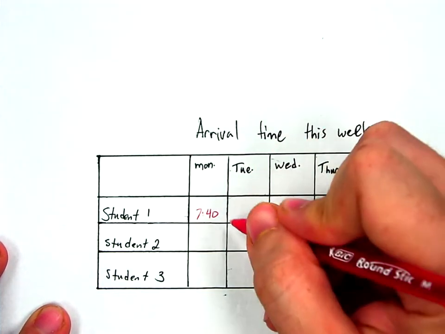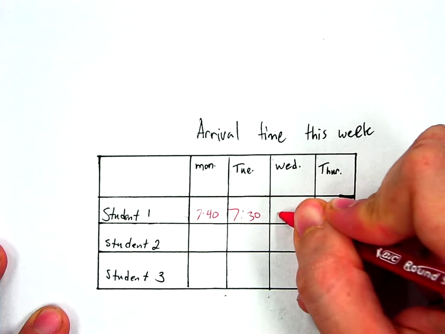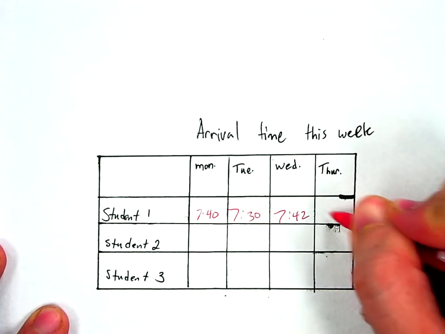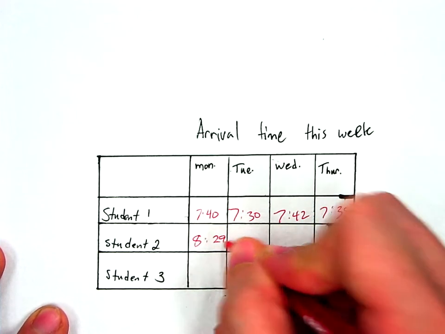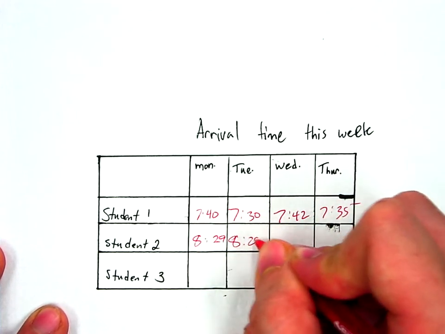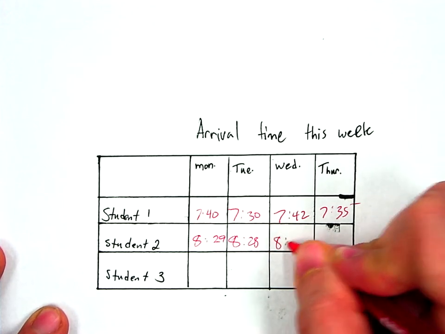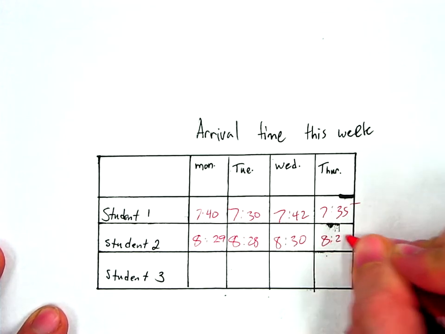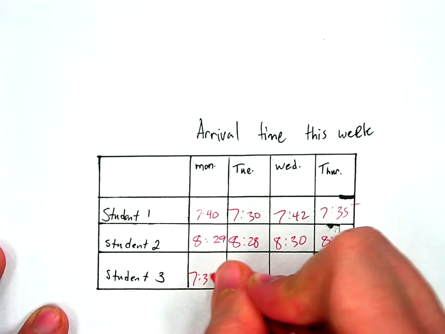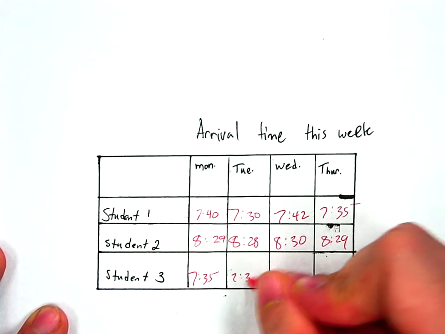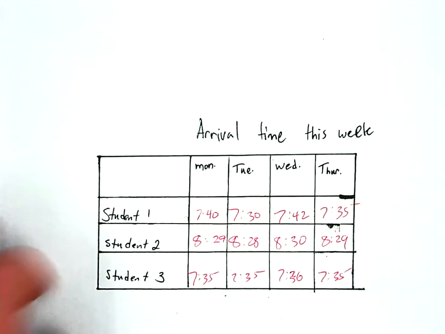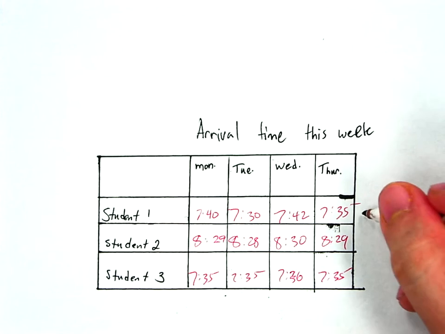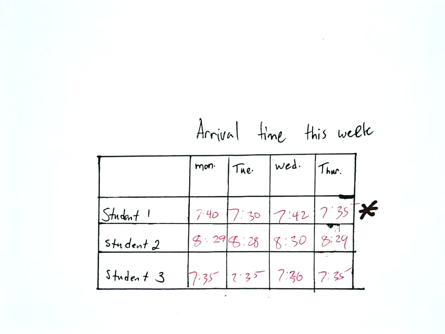If we look at student arrival times, student 1: 7:40, 7:30, 7:42, 7:35. Student 2: 8:29, 8:28, 8:30, 8:29. Student 3: 7:35, 7:36, 7:35. While student 1 arrived on time, they didn't arrive consistently.